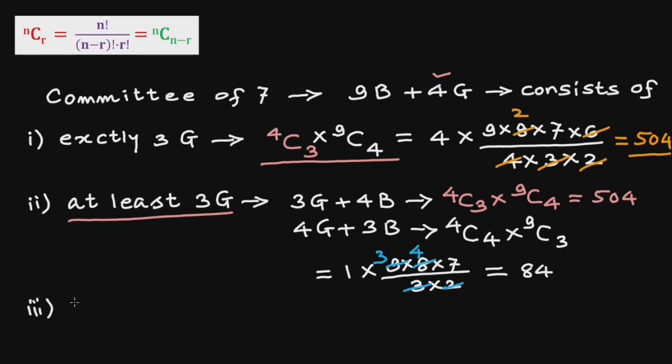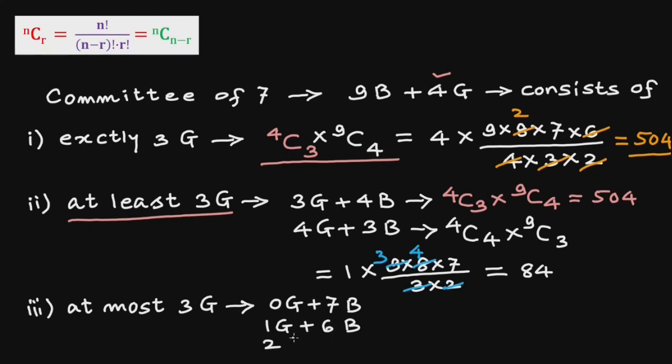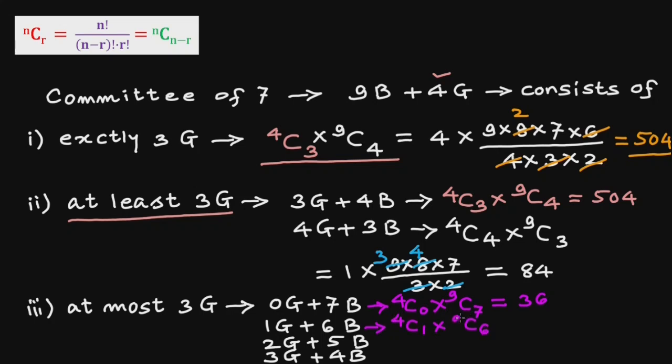Number 3. The committee consists of at most 3 girls, that is 0 girls, 7 boys, 1 girl, 6 boys, 2 girls, 5 boys, or 3 girls, 4 boys. The first type of committee can be formed by 0 girls from 4 girls multiplied by 7 boys from 9 boys. This works out to be 36 committees. In the second type of committee, 1 girl from 4 girls multiplied by 6 boys from 9 boys. This will work out to 504.